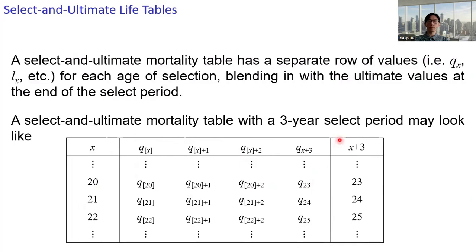And the last column corresponds to the age x plus 3, just for your reference, for the last column of these probabilities. Once we reach the ultimate value in that row, the far right, q_23, one year later, when this individual reaches age 24, we move vertically down to reach the probability q_24, q_25, etc.